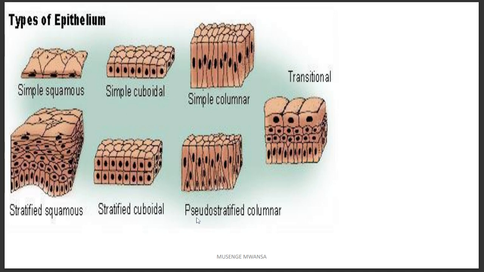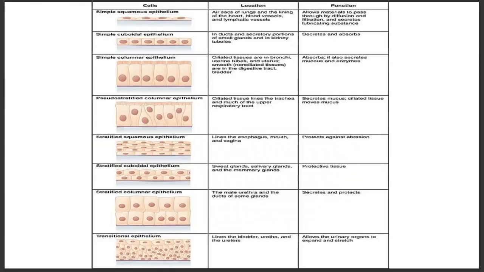We can also have pseudostratified, which we said is just one layer, but it appears as though there are many because the position of the nucleus is different. And then we can have transitional epithelium. So this is a table to summarize everything.